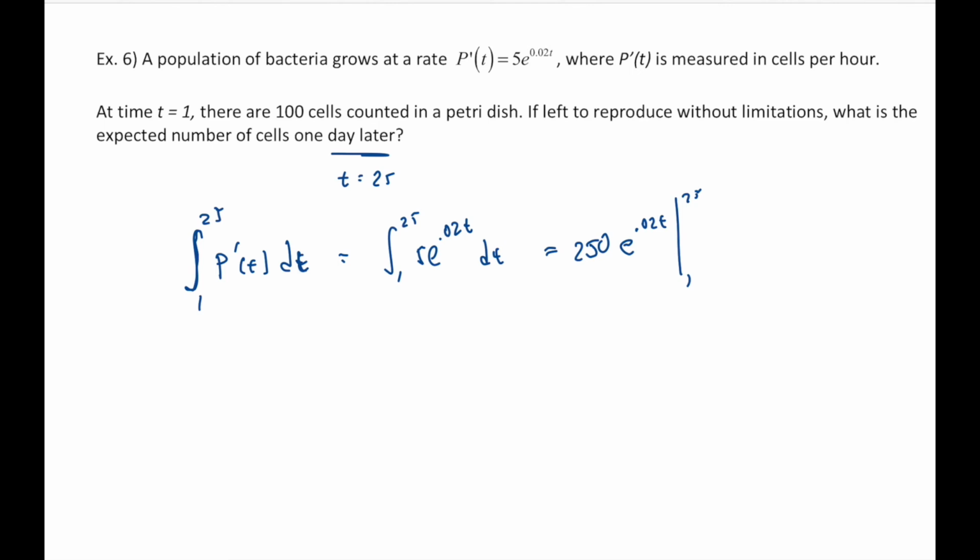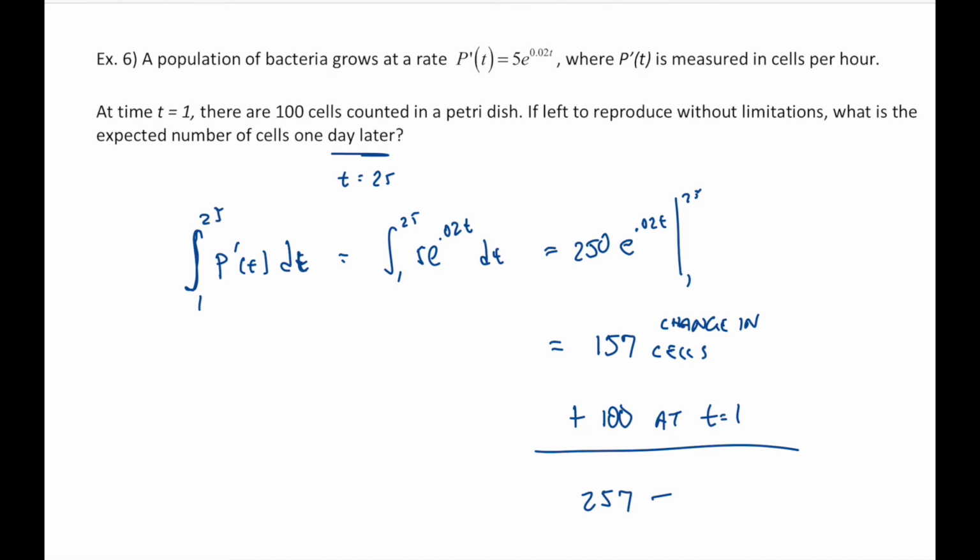And if we plug that in, we can plop that into the calculator. We get about 157 total cells, or change in cells, total change. But remember, we started off with 100 at the initial t equals 1. So we've got a total of 257 cells 1 day later.